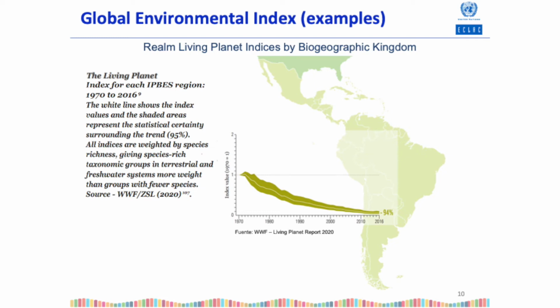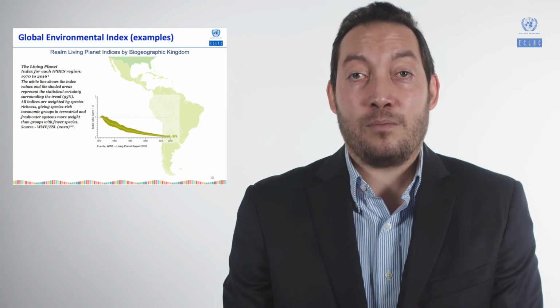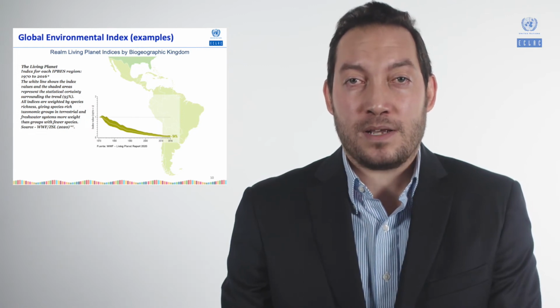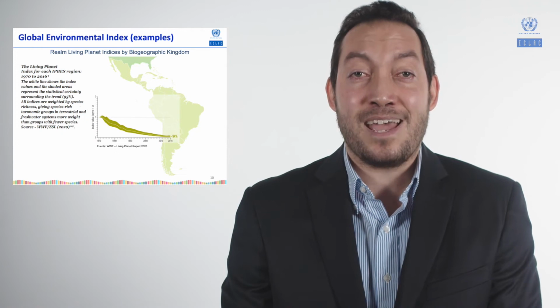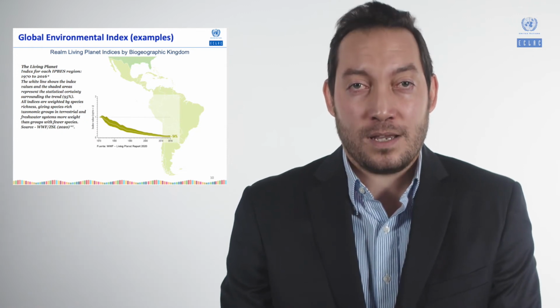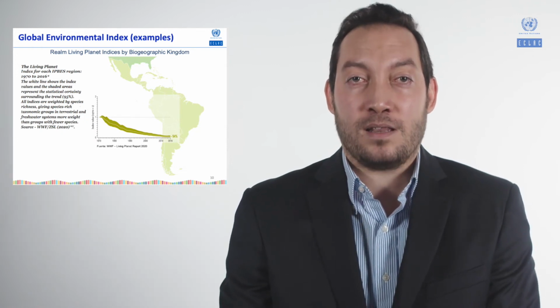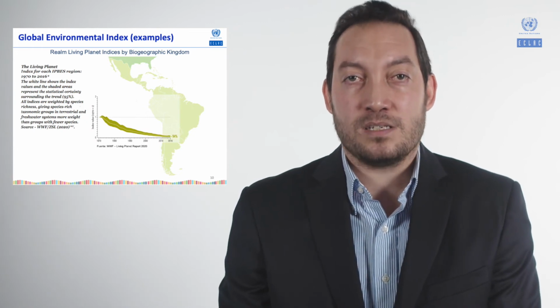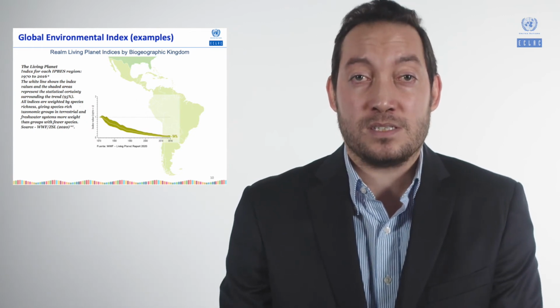Here is an example. First published 20 years ago, for two decades the Living Planet Index, LPI, has tracked the state of biodiversity by measuring the population abundance of thousands of vertebrate species around the world. The 94% decline in the LPI for the tropical subregion of the Americas is the most striking result observed in any region. The conversion of grasslands, savannas, forests, and wetlands, the overexploitation of species, climate change, and the introduction of alien species are key drivers for this result.